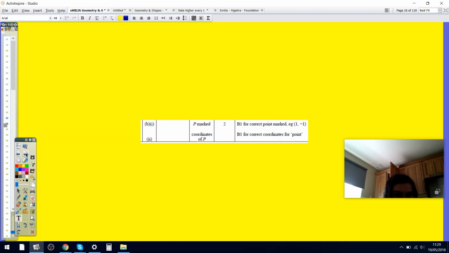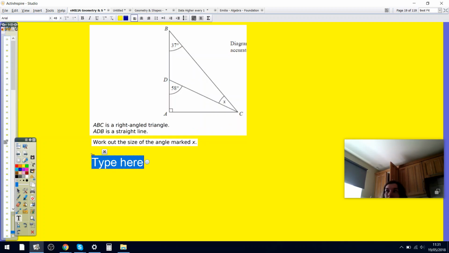Okay, so that's geometry done. Now it's shape. How do we do this one? Well, if you want to find out this, you need the other end. So would you do 90 add 58? Right. How much do you get? 148.